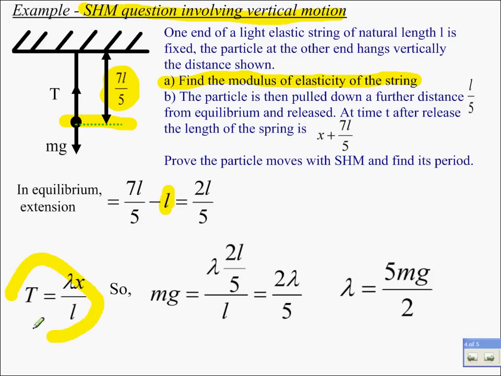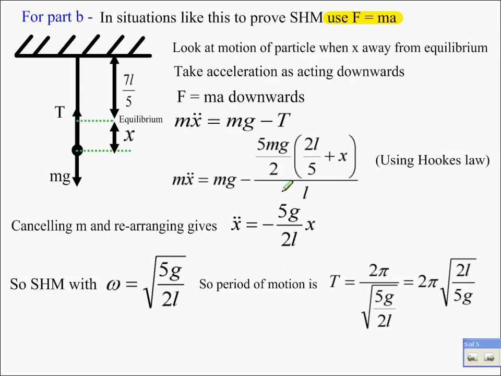Using Hooke's law, we get T equals mg. So resolving vertically and using Hooke's law, mg equals T, which is lambda x over L. Rearranging this, we have modulus of elasticity as 5mg over 2. Okay, then the second part, classically, is it's pulled down a further distance and then let go.